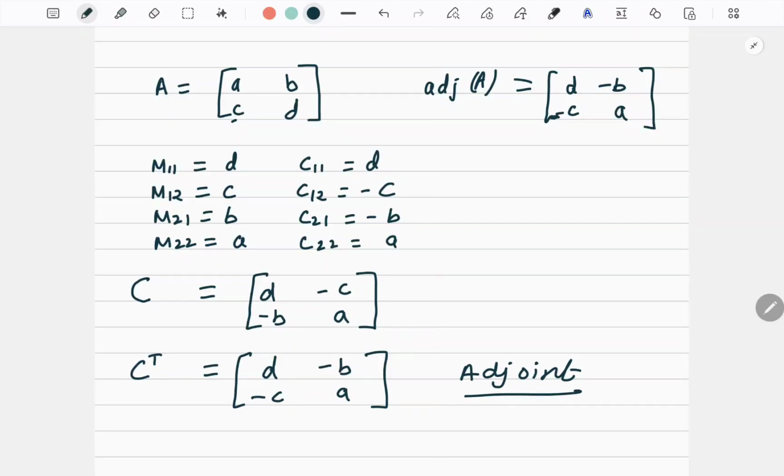So what is the definition of adjoint? It is a transpose of the matrix of cofactors of a matrix. Right? So if you cross-check, the shortcut I told you is exactly the same. What I did in the shortcut was exchange the diagonal elements, and for the other diagonal elements I just changed the sign. And this is how we do the whole method.